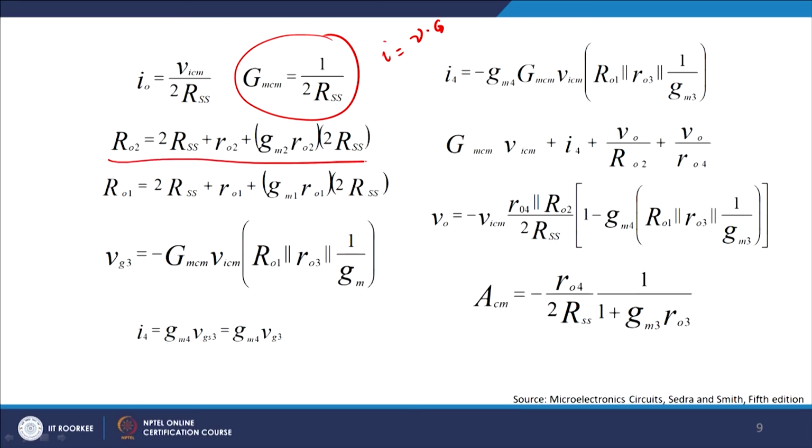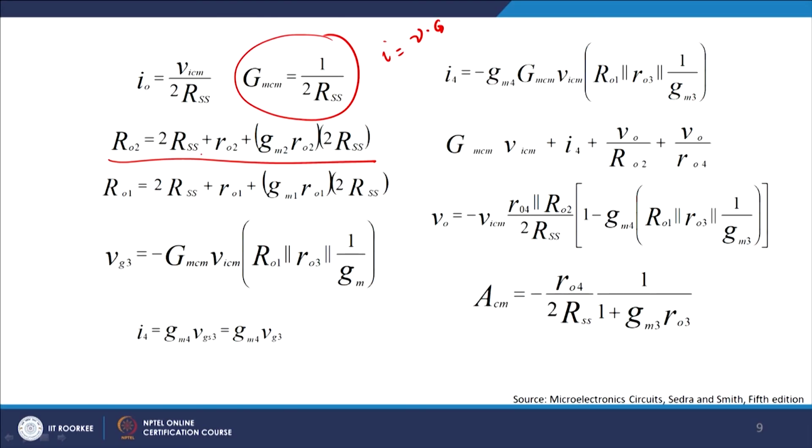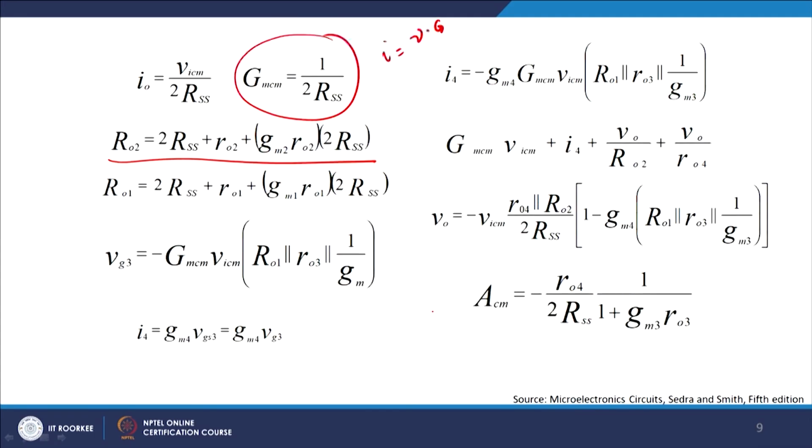R02 is given by this formula. R02 is basically the resistance at this particular point at Q2, looking from this side. If you look at 2 RSS, why 2 RSS? Because you will always have 2 RSS here. You will have R02, the resistance, plus GM2 into R02 into 2 RSS. This quantity, GM2 into R02 into 2 RSS, will give you the overall resistance offered by the device. Similarly, R01 by symmetry you will get this.